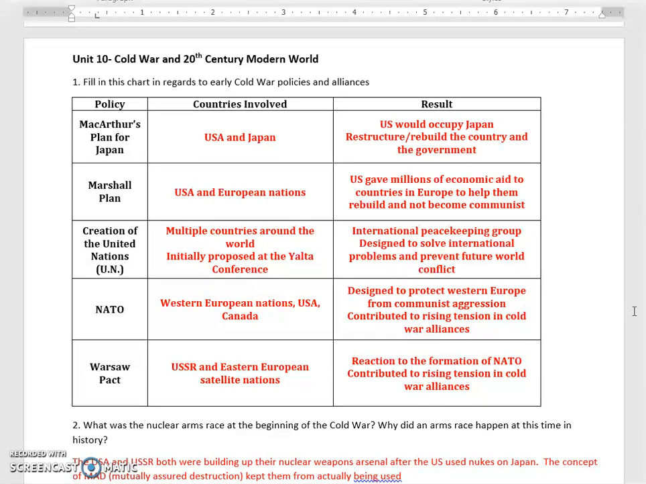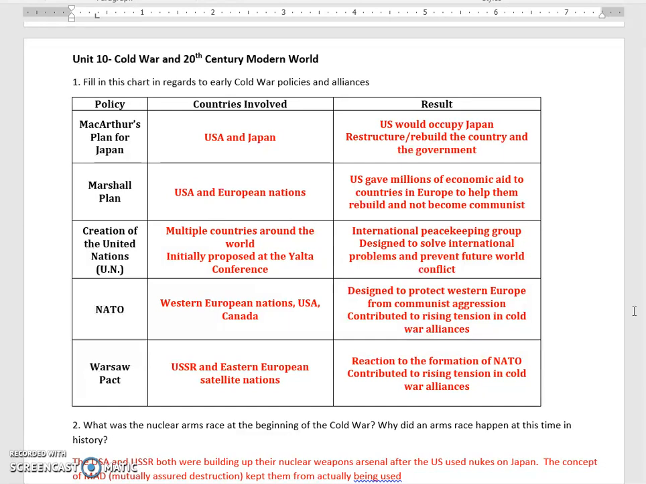General MacArthur, one of the American generals in the Pacific, had a plan for Japan after the war. His idea was the U.S. is going to occupy Japan, meaning it'll be military government, military administration for a while, to restructure, rebuild the country, and rebuild the government so that the people in power prior to the war would not be able to try it again.